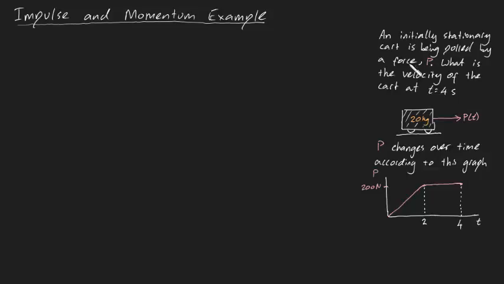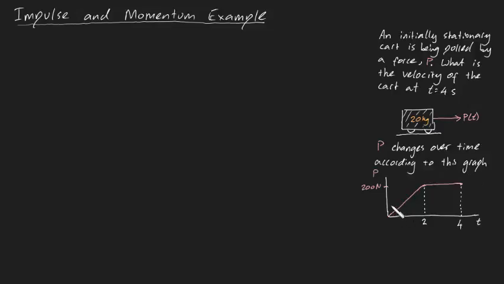An initially stationary cart is being pulled by a force P. What is the velocity of the cart at t equals 4 seconds? So this is what's happening. We've got a 20 kilogram cart and it's being pulled to the right with a force P of t. Now P changes over time according to this graph.